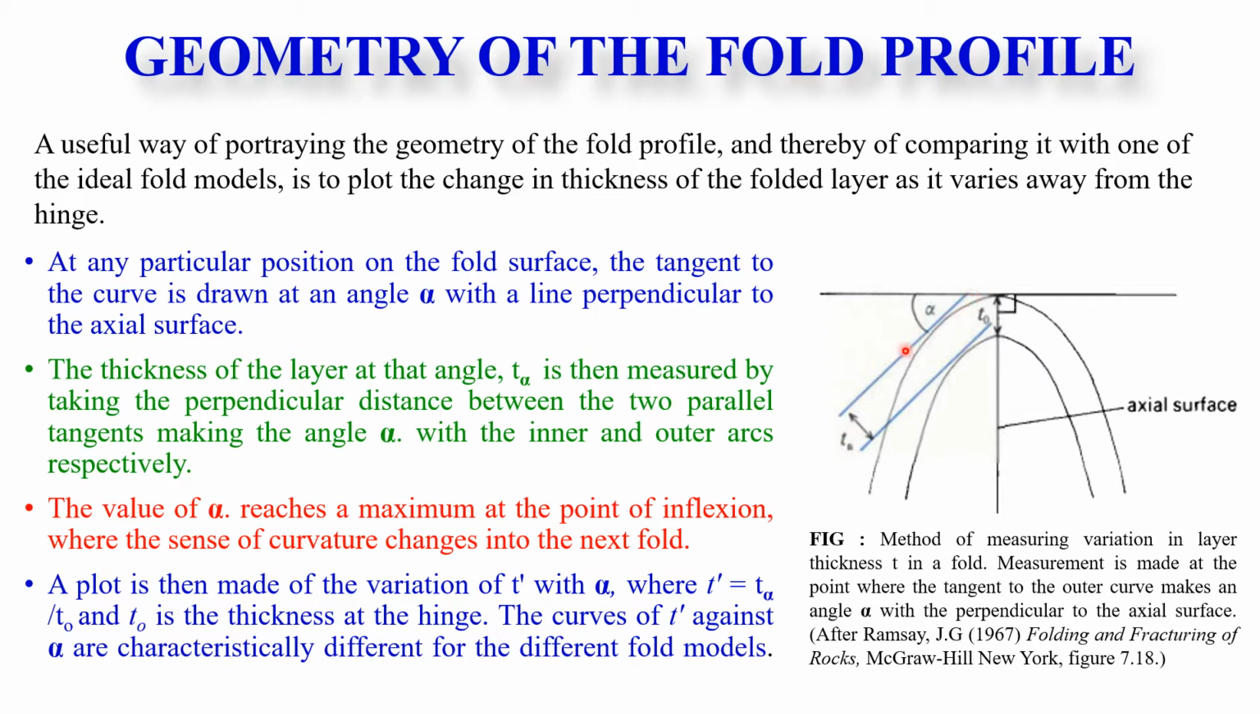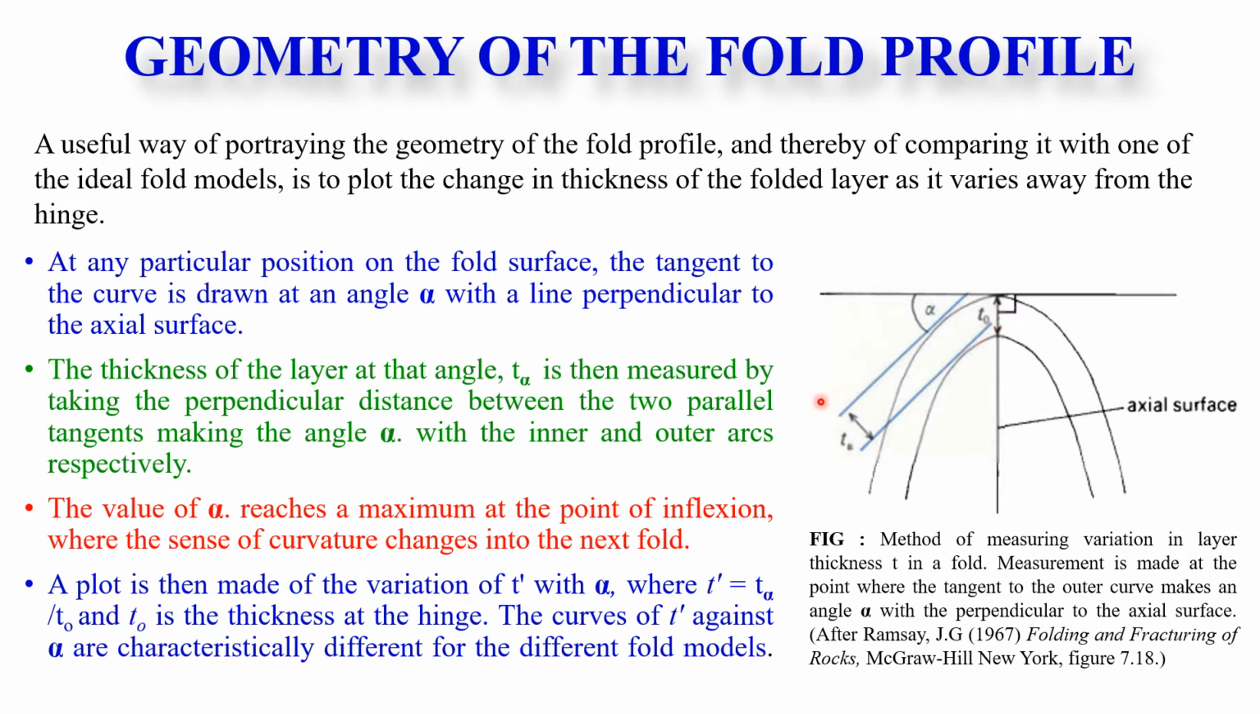Once we draw this line with an angle alpha, we draw another line on the inner arc with the same angle, and now we measure this thickness perpendicular to these lines. By drawing different angles, you can observe the change in this T alpha value for different alpha values. And now we measure this T0 value. T0 value is in fact the thickness of the folded layer at the hinge.